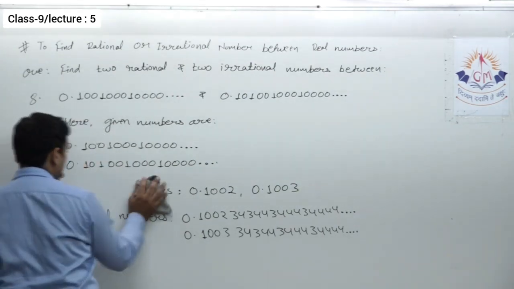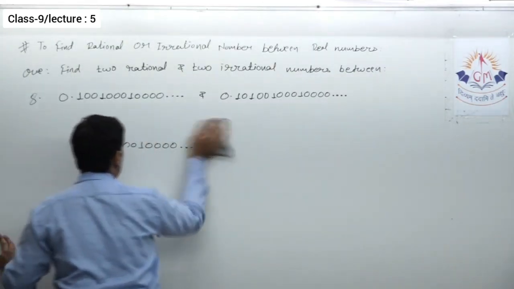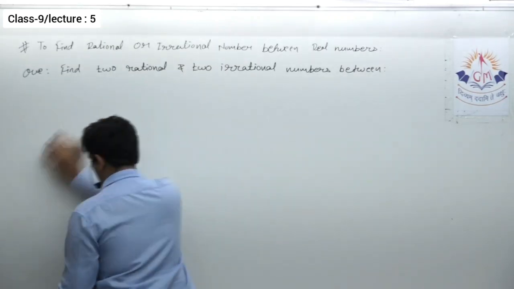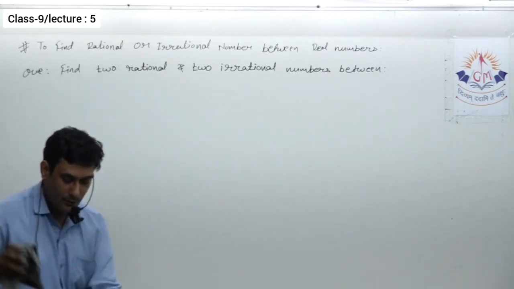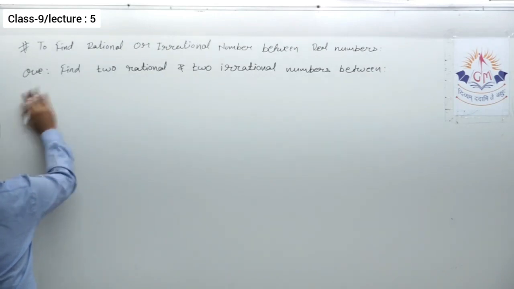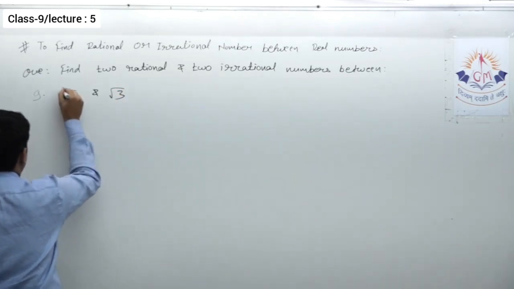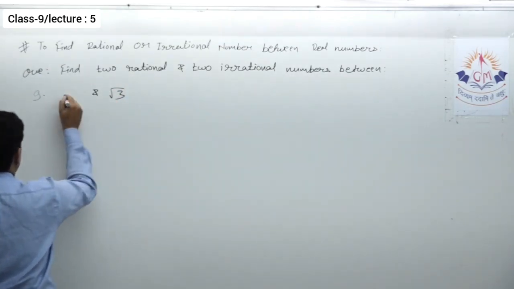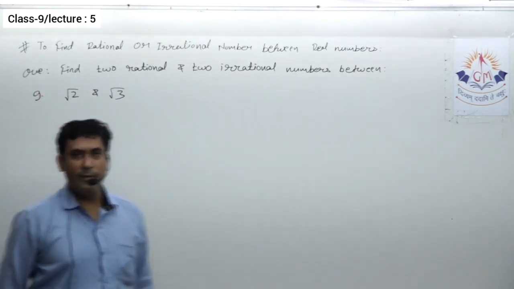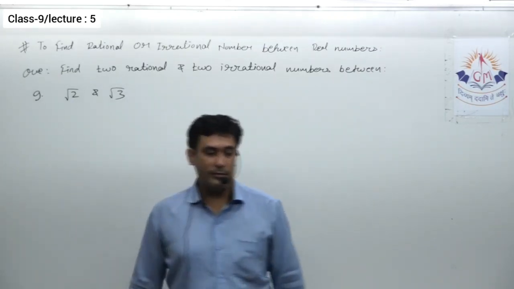Okay, now next is root 2 and root 3. We have to find two rational as well as two irrational numbers between root 2 and root 3. So think for a while how you will get rational and irrational numbers between these two, then I will give you its detailed solution.